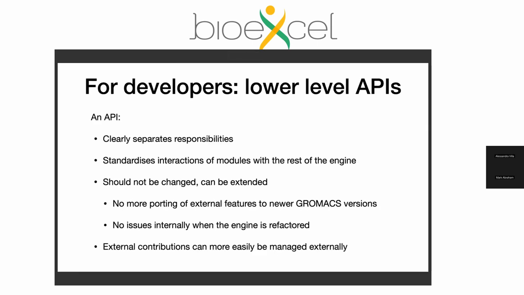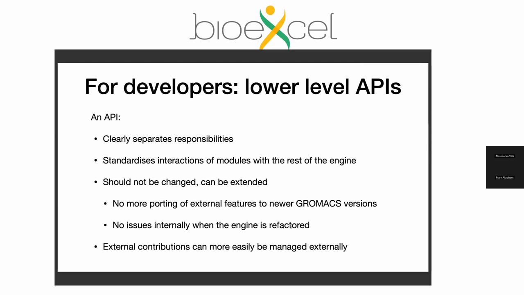But for developers, there's a lower level API. And here, in terms of code development and maintenance, there are important implications. So if you have an API and a feature links into that, then there's clearly separate responsibilities. So this standardizes the interaction of modules with the rest of the engine. So this actually is beneficial also for internal code in Gromacs.